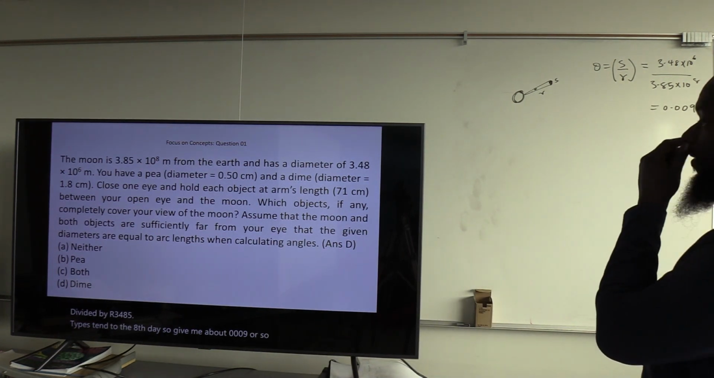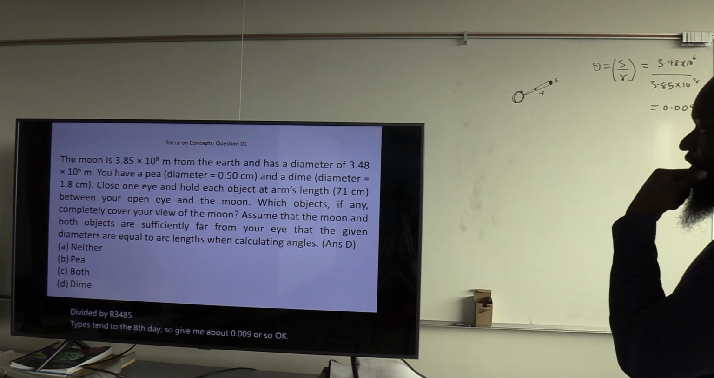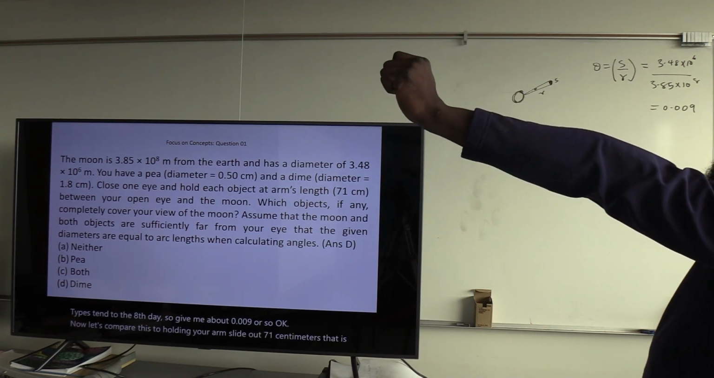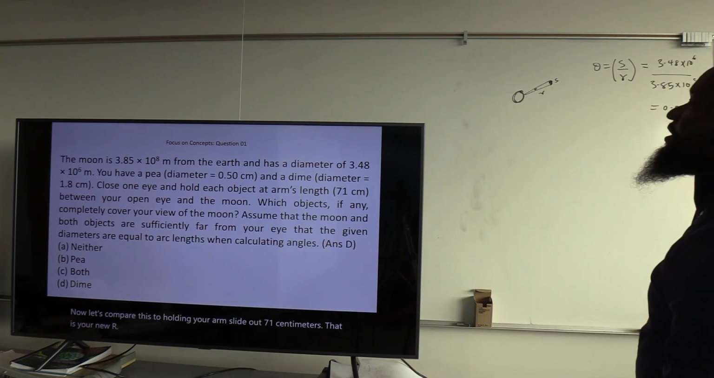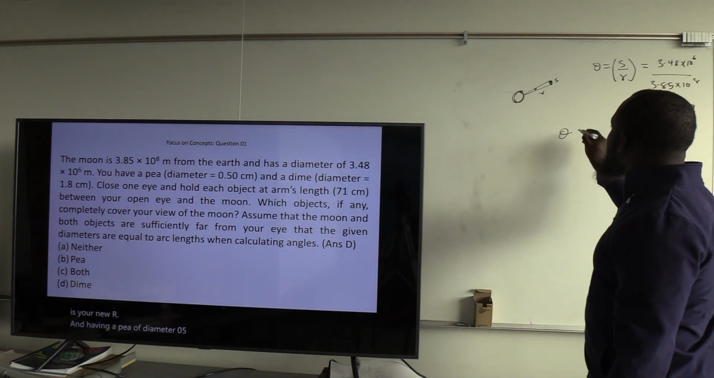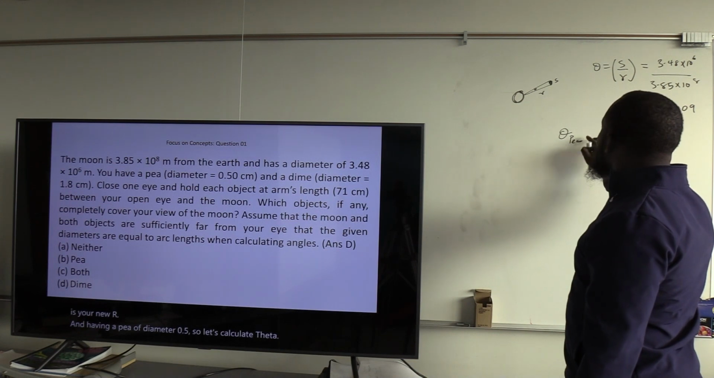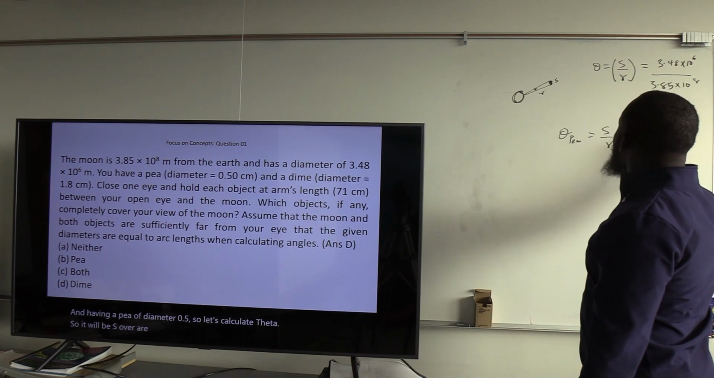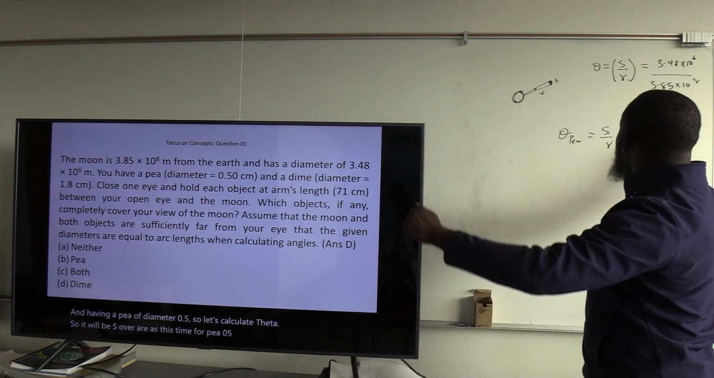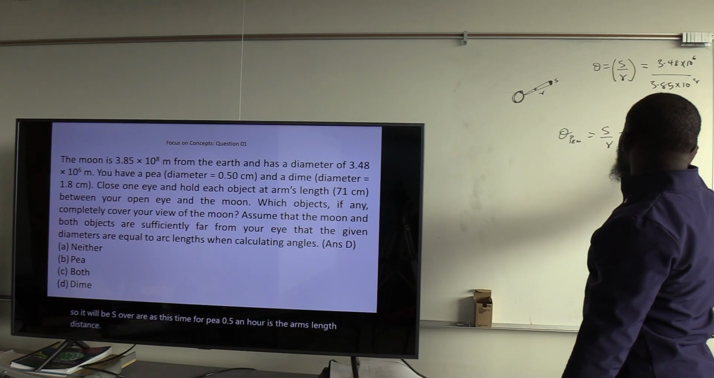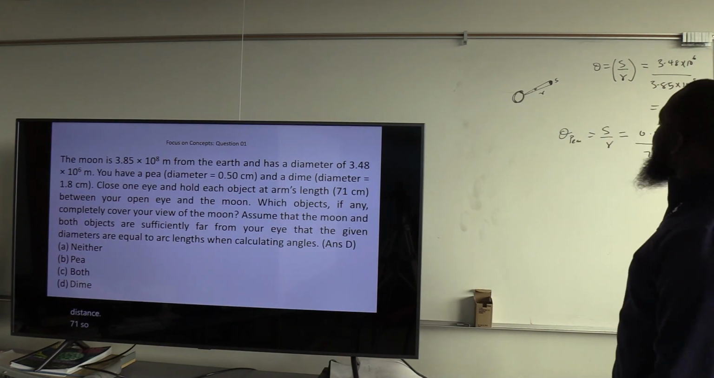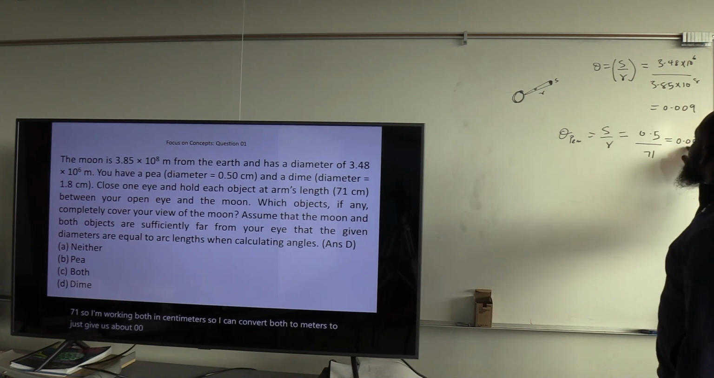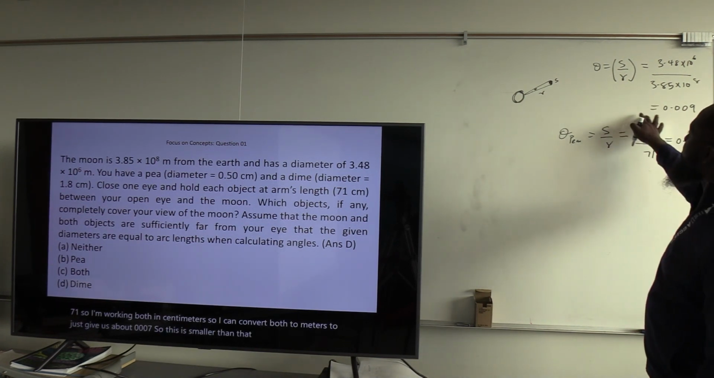Okay, now let's compare this to holding your arm's length out, 71 centimeters, that is your new R, and having a P of diameter 0.5. So let's calculate theta for P. It will be S over R. S this time for P is 0.5, and R is the arm's length distance, 71. I'm working both in centimeters, so I can convert both to meters too. This will give us about 0.007. So this is smaller than that, so this guy cannot cover that angular view.